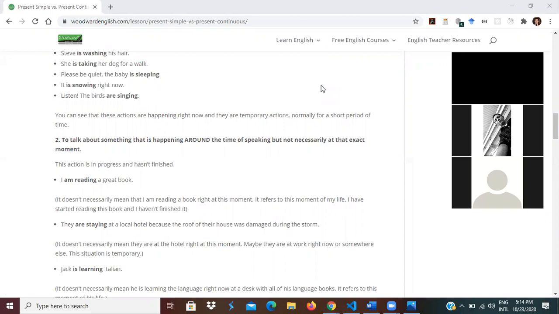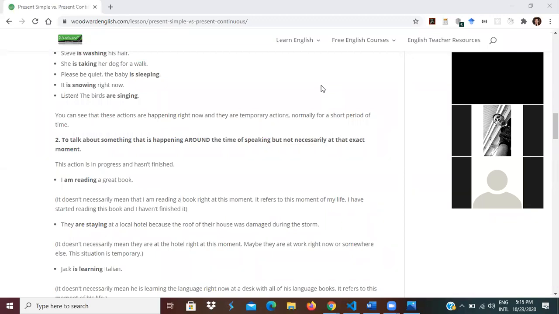Also, it can be an action that is in process. What does it mean? It hasn't finished yet. If I tell you, "I am reading a great book," that action can happen during a week, because it's something that I'm doing right now, and it prolongs itself, let's say, over a period of time. So it is an action that is in process.